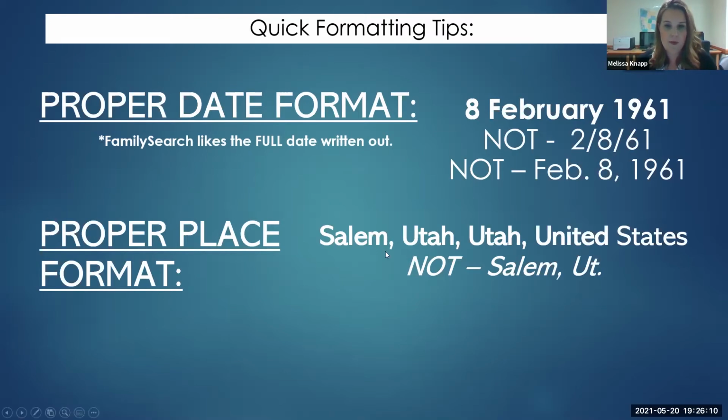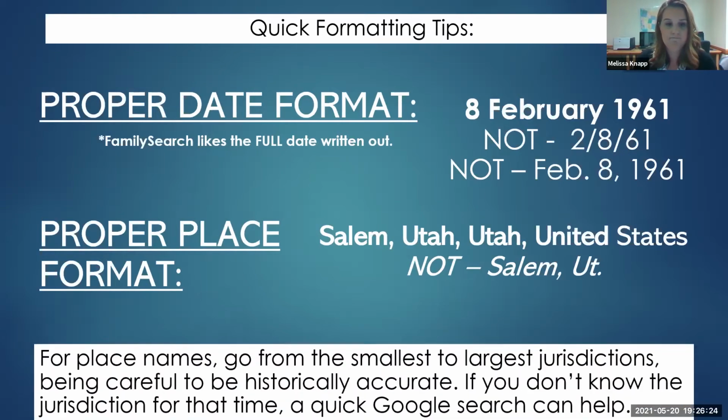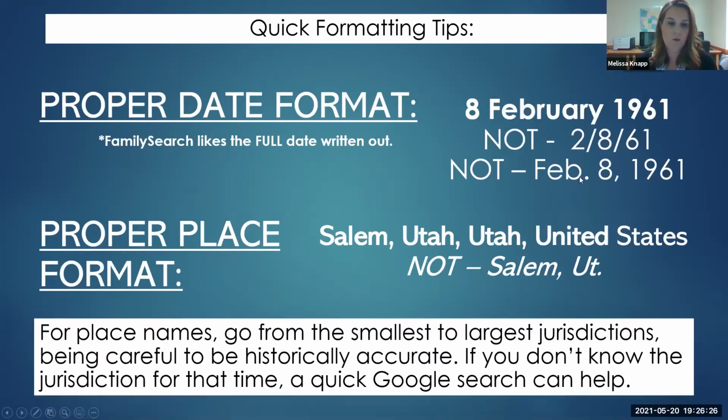And then the proper format for places is like smallest to largest jurisdiction. So for here, it would be Salem, Utah. So we've got Salem, the city, the town, the county, and the country. So we want to go from the smallest jurisdiction to the largest. And if you don't know the jurisdiction for, say, the time period, Google it, look it up and see.